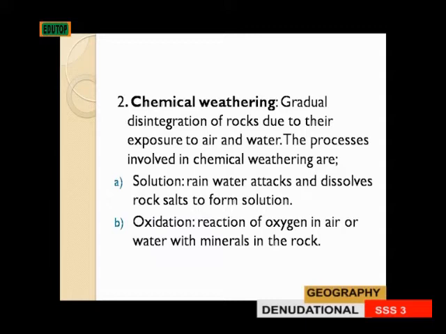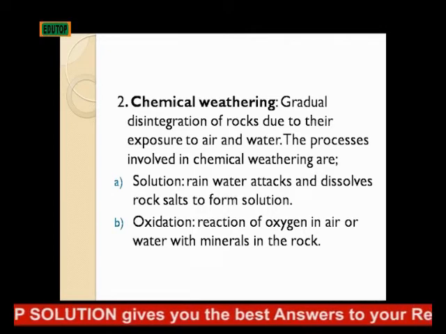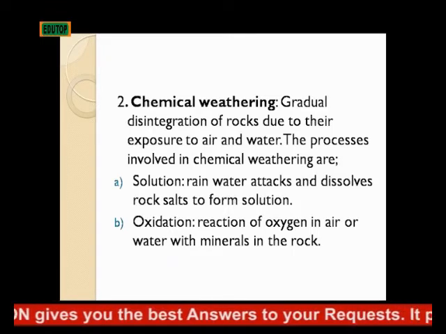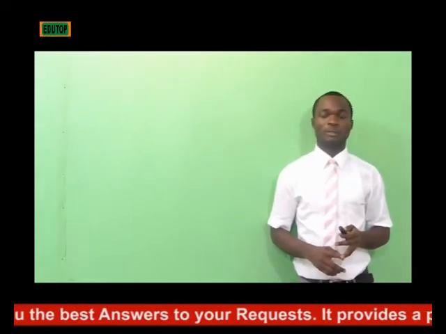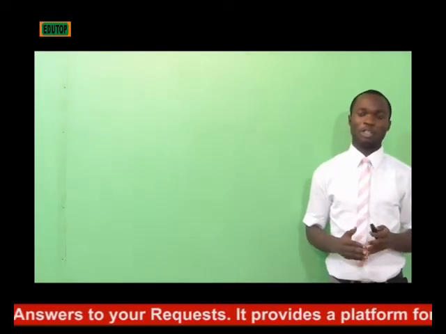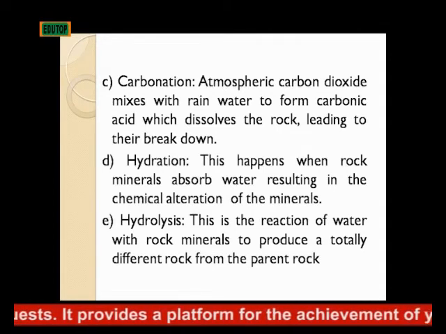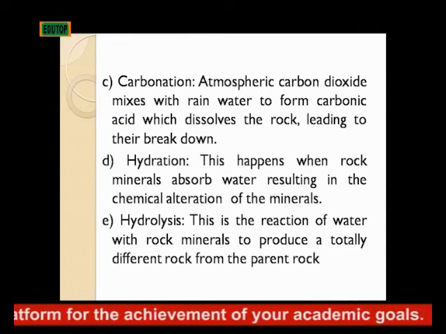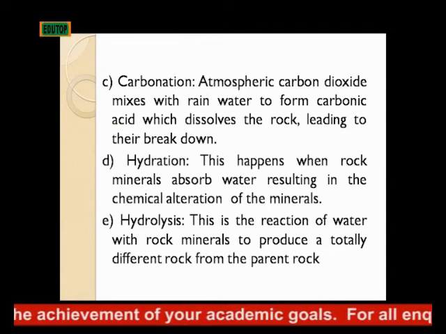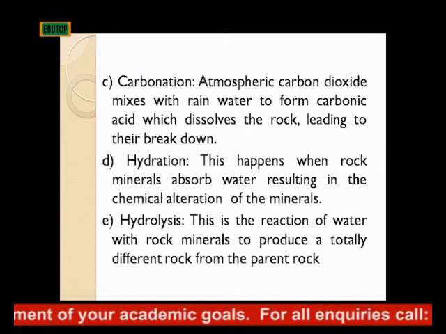Rainwater attacks and dissolves rock salts to form solution. 2, we have oxidation. This is the reaction of oxygen in the air or water with minerals in the rocks. That's what we call oxidation. 3, we have carbonation. Atmospheric carbon dioxide mixes with rainwater to form weak carbonic acid, and this acid dissolves the rock, leading to the breaking down of the rocks.